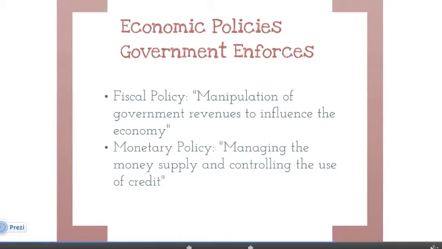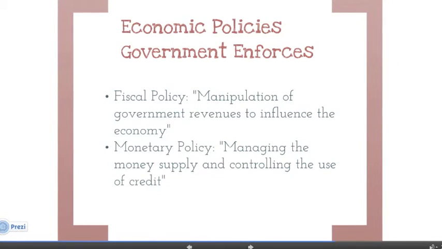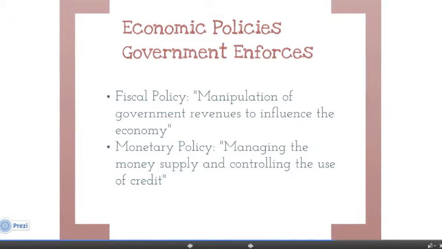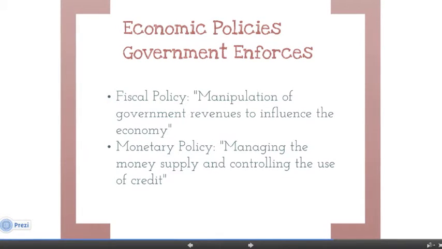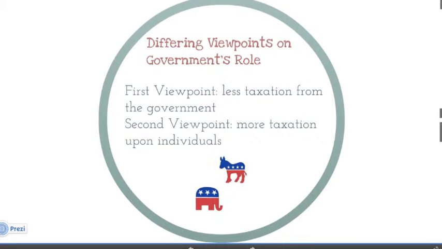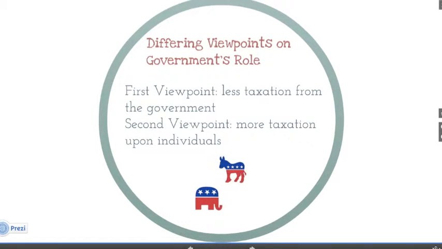Now next I'm going to talk about some differing points of view on government's role in the economy. And there's kind of a little bit of a debate that goes on here. So today there are two very different opinions on how much the government should be involved within our economy. And a quote I found on investorguide.com expounds upon these two differing opinions.